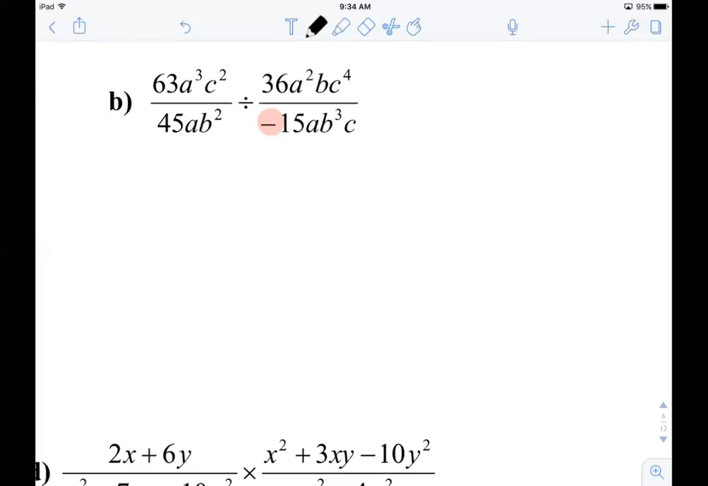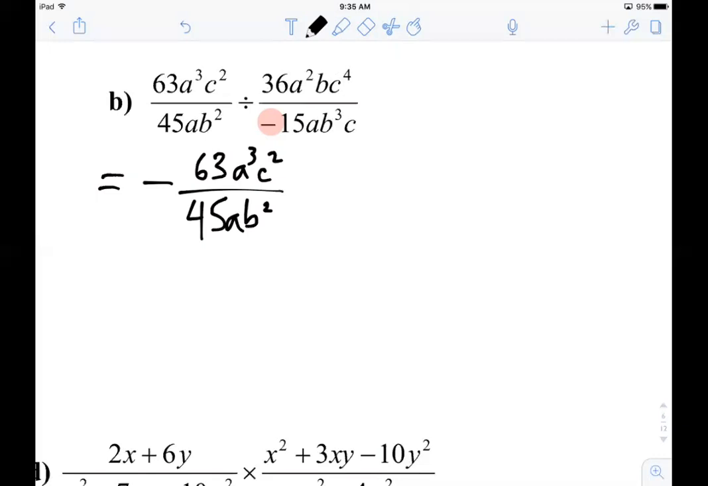So in my next step, rather than thinking of the negative on the top or bottom of that second rational expression, I'm just going to put the negative in front of the entire thing. We could write the negative on top of the fraction, or we can write the negative in front of the entire fraction. We just never leave a negative in the denominator. The rest of it, though, is going to be 63 a cubed c squared over 45 a b squared that I already had.